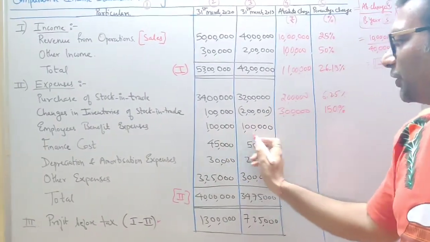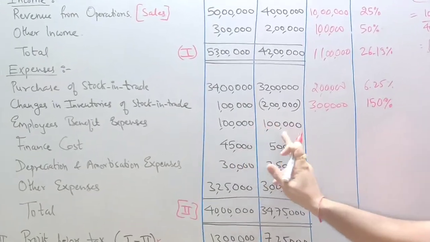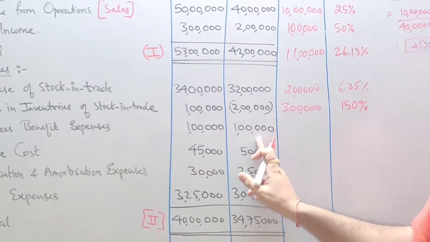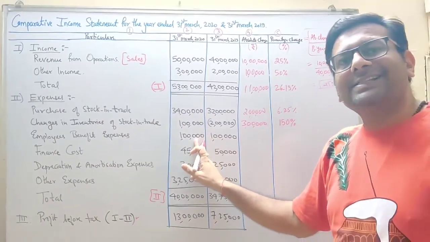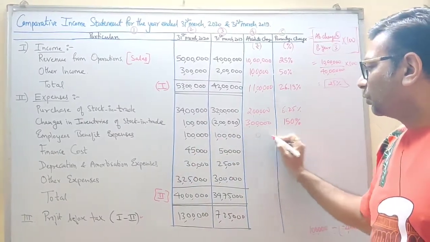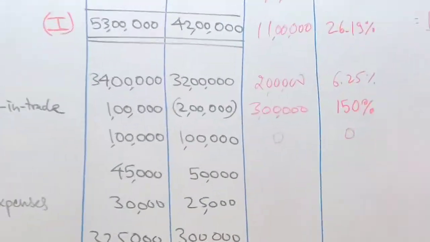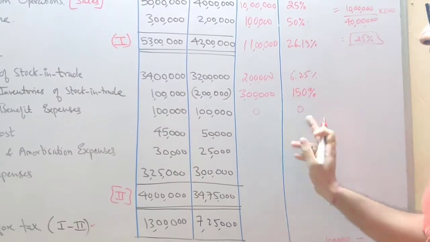Now next item, this expense is the same. Previous year it was 1 lakh, in the current year it is the same 1 lakh. So there is no change, put zeros. Since there is no increase, no decrease, put zeros.